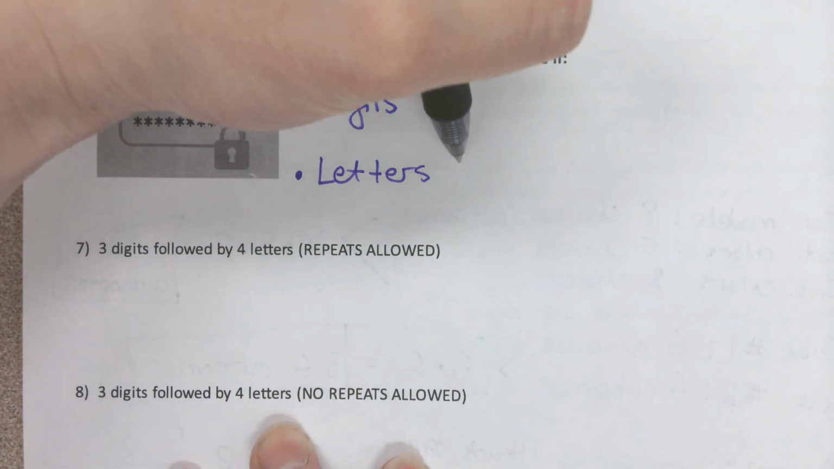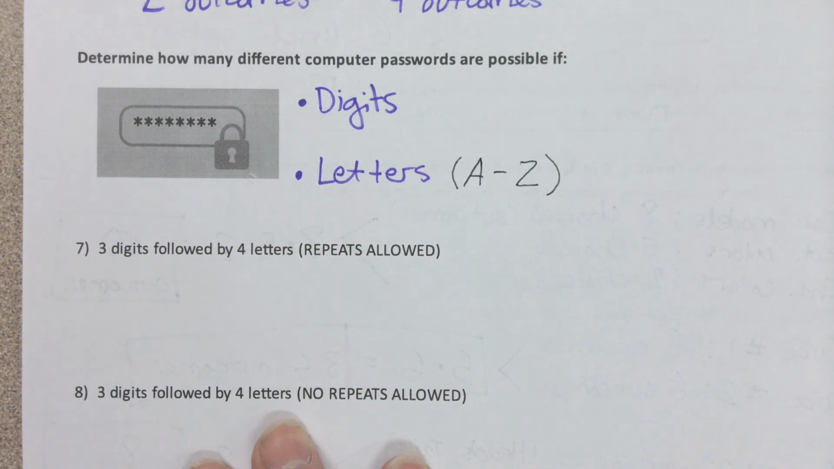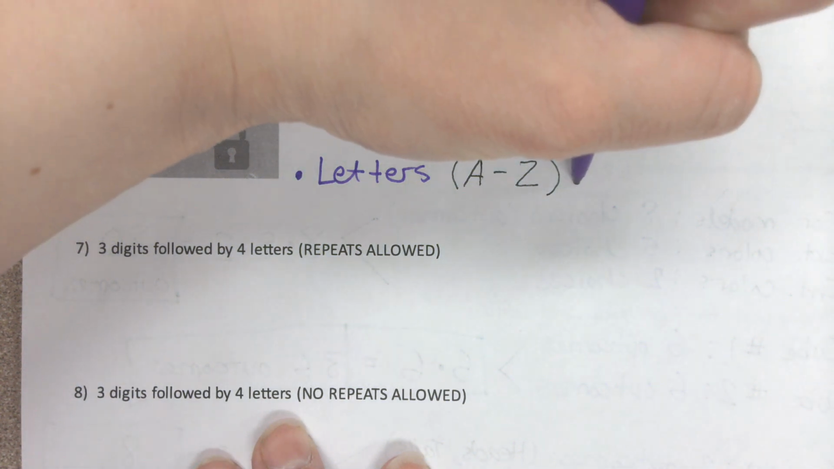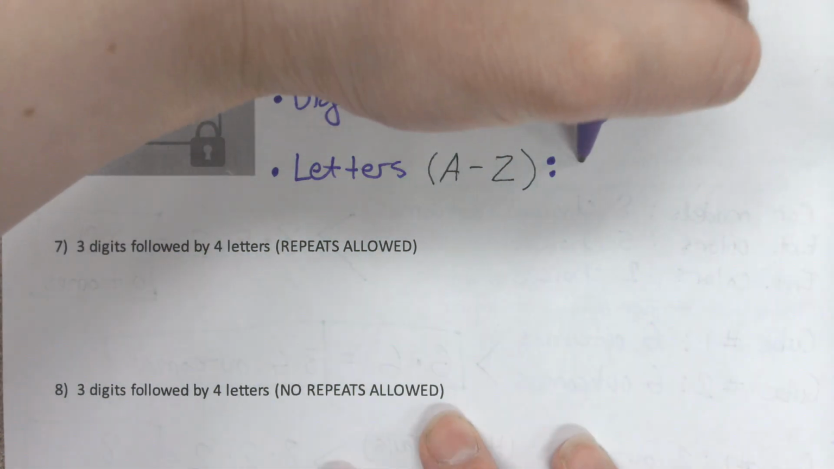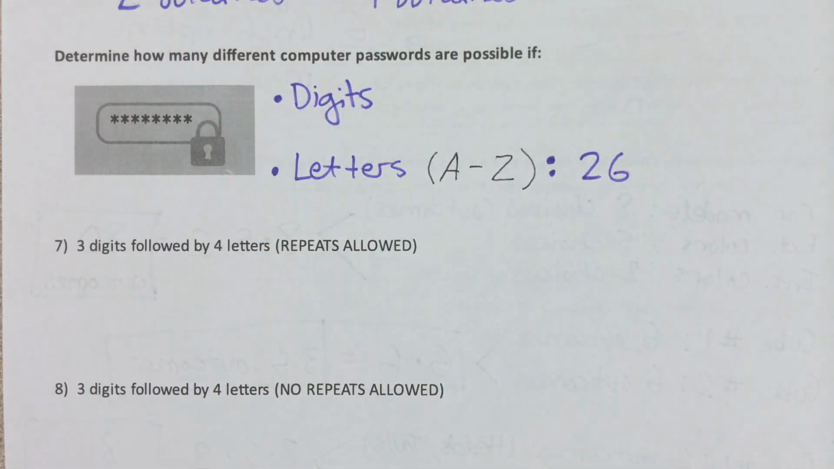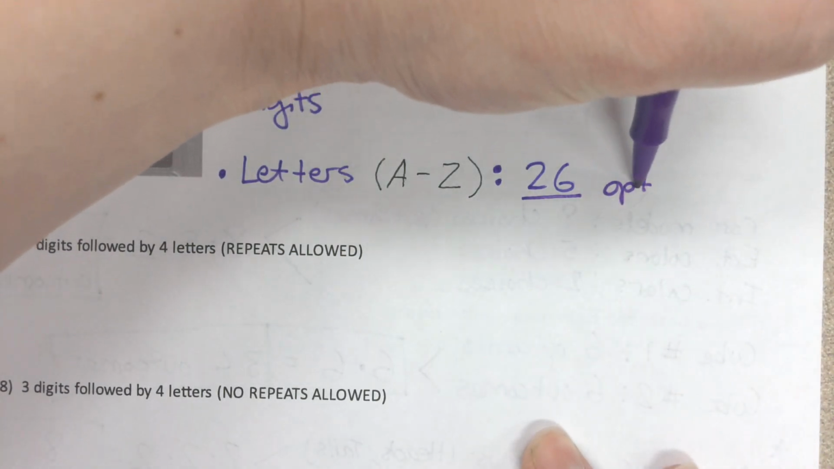Letters, your options are obviously the alphabet, A through Z. How many letters are there in the alphabet? 4. Nope, higher. 27. Lower, Harneet. 26, thank you. Algebra. Good numbers now. So, if you didn't know, there are 26 letters in the alphabet. If you don't know that on the test or quiz, write them out. Count them. 26. 26 options.